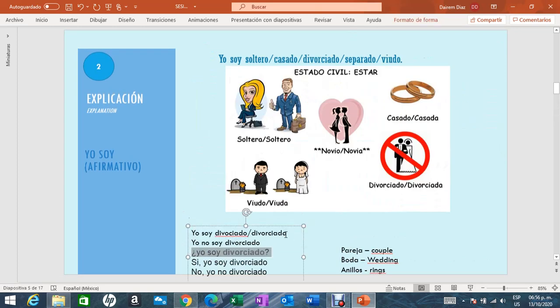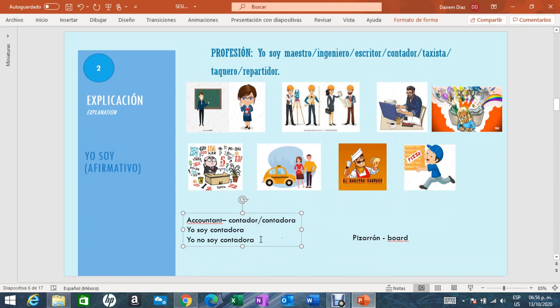Interrogative form. ¿Yo soy contadora? Then contador, contadora. Yo soy contadora. Yo no soy contadora. ¿Yo soy contadora? The answer is sí. Yo soy contadora. No, yo no soy contadora. For feminine. For masculine, we need to use contador.